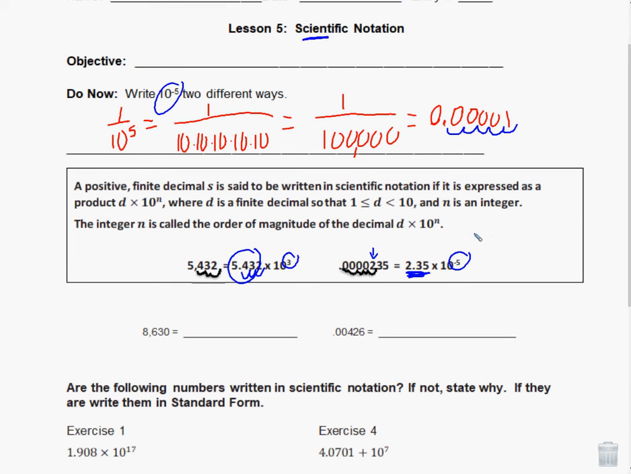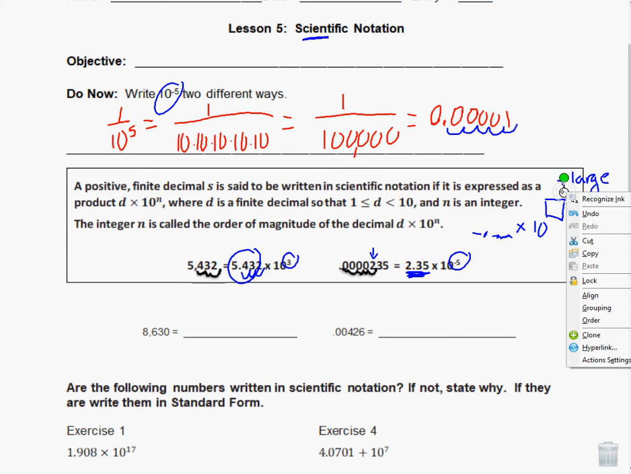What I like to think about is that I need one digit that's either 1, 2, 3, 4, 5, 6, 7, 8, or 9, then a decimal point, then there might be some other numbers after it. It then gets multiplied by 10 to some power. This power is positive when the number is very large, and the exponent is negative when the number is very small. Now, when I'm talking about very small, I'm talking about a decimal number between 0 and 1. When I'm talking about very large, I'm talking about a number greater than 1.